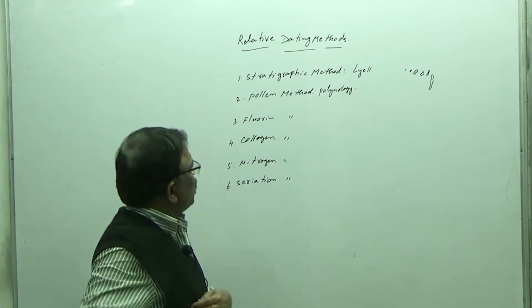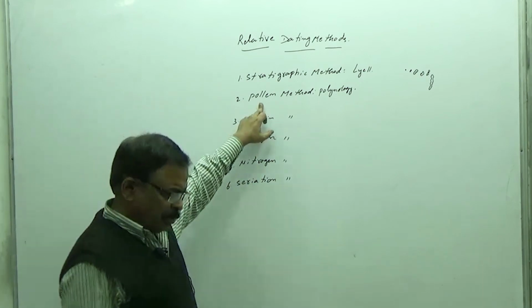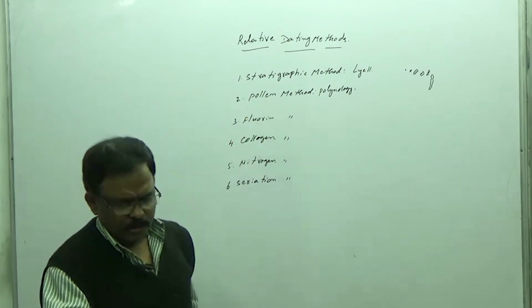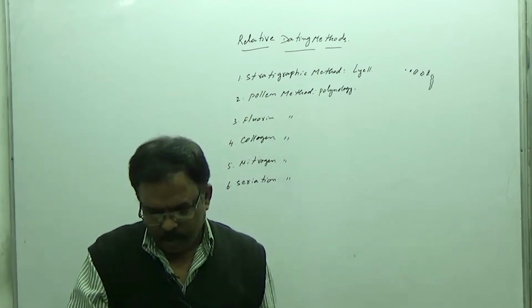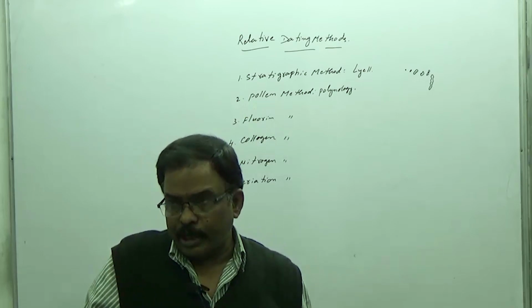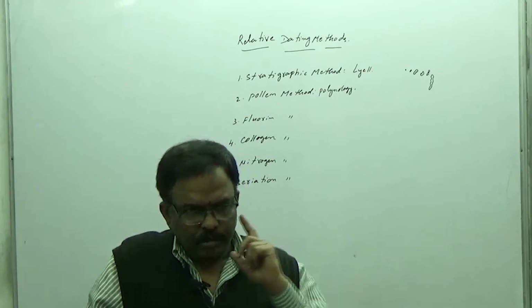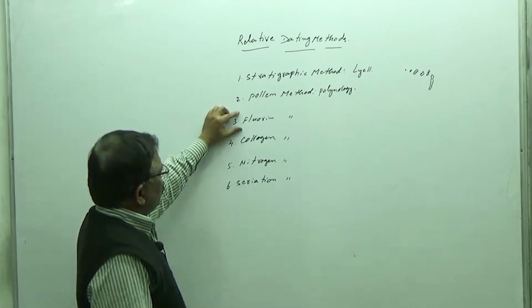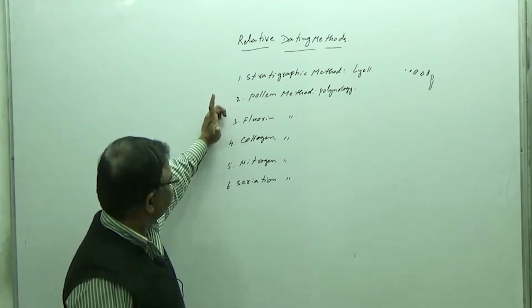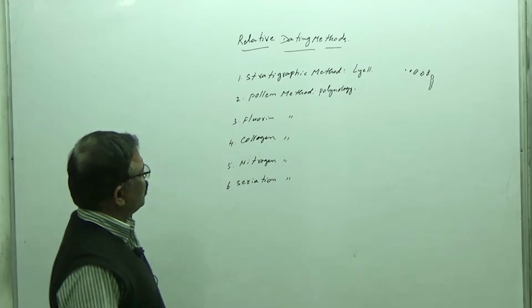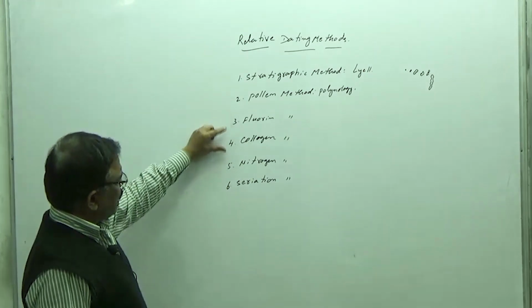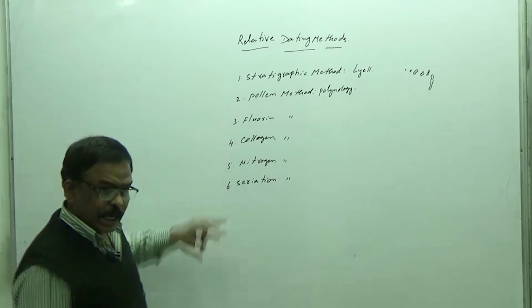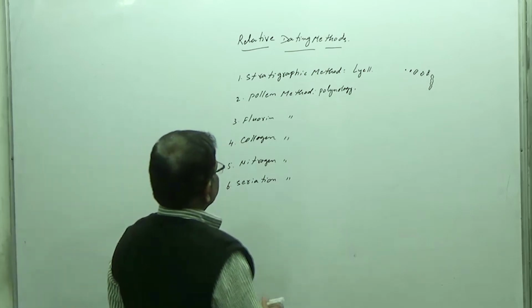So that is pollen analysis or pollen method. Pollen analysis or pollen method or palynology. So comparative method, relative based on that. Then fluorine method, collagen method, nitrogen method, these three methods are known as chemical analysis methods.